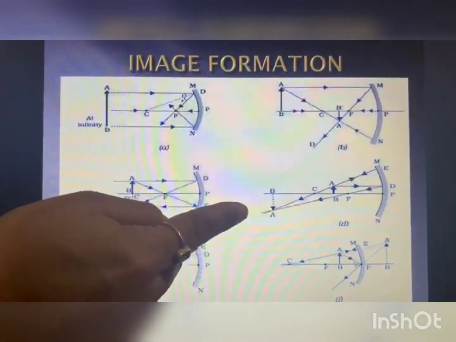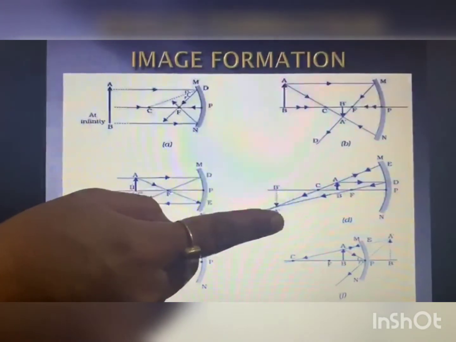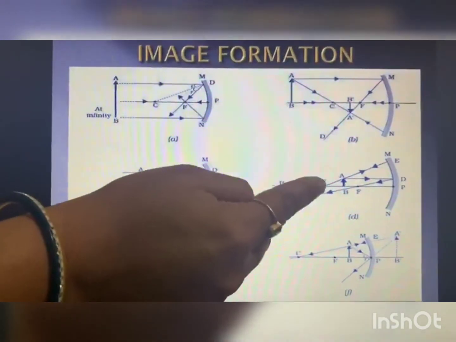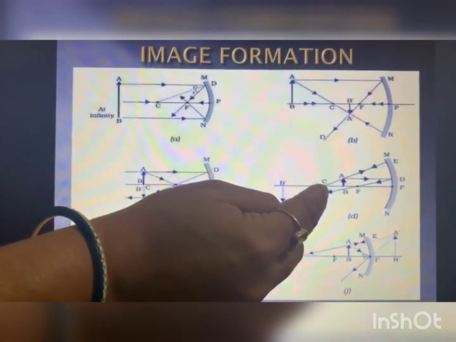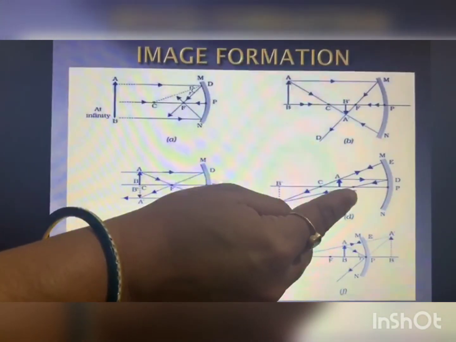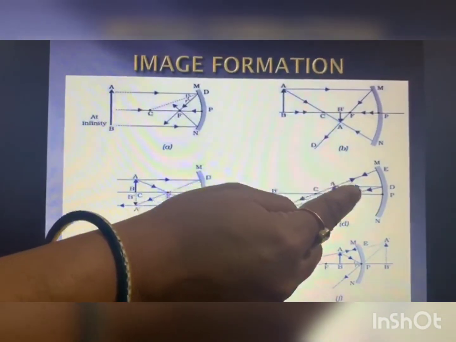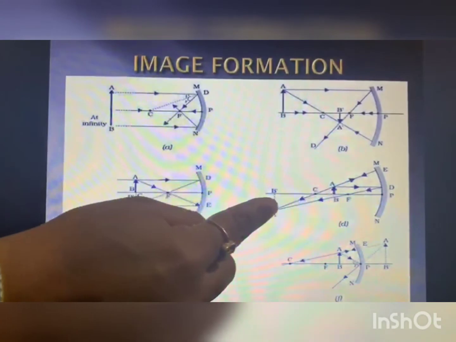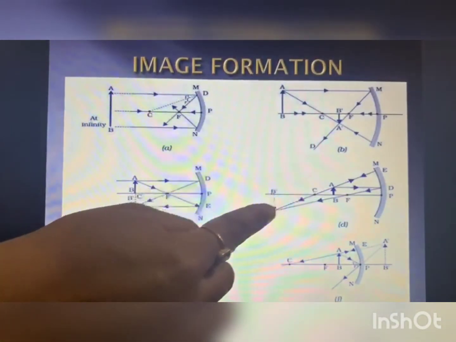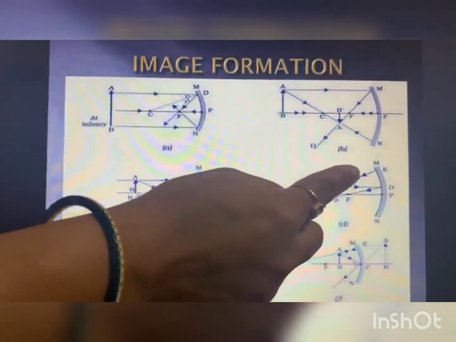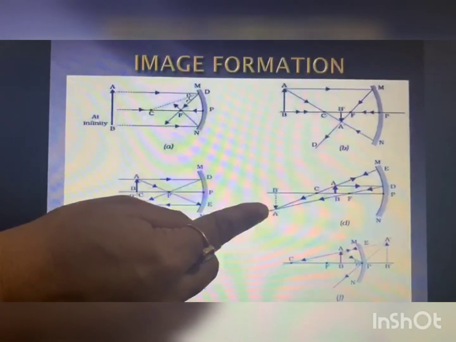Now the next is the fourth one. In this, where is the object placed? The object is placed between center of curvature and principal focus. So, a ray parallel to the principal axis passes through the focus, and a second ray which passes through the center of curvature reflects back in the same direction.